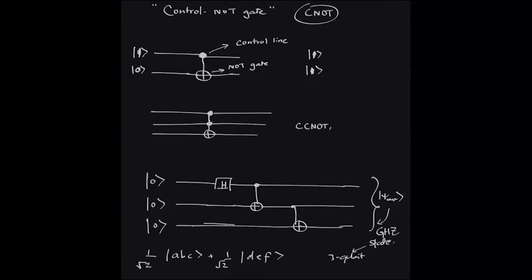I have an answer here. Let's see. Yeah, that's correct. Julian wrote something in the chat, and that is exactly correct. This is known as the GHZ state, and this is what the answer should be. Let me just mention this for those who are curious. Let's go to the next page. We start with 0, 0, 0. What happens now? H on the first one takes us to this.